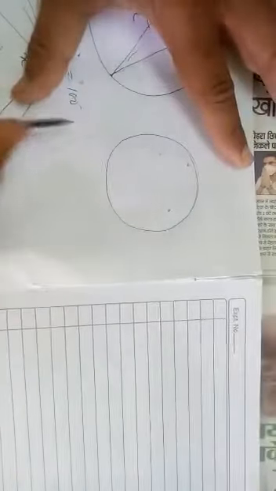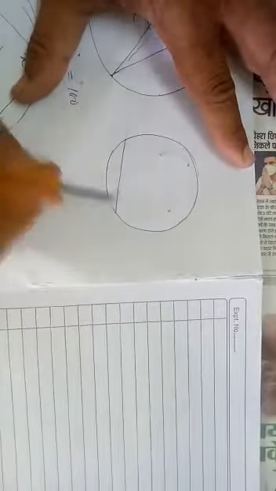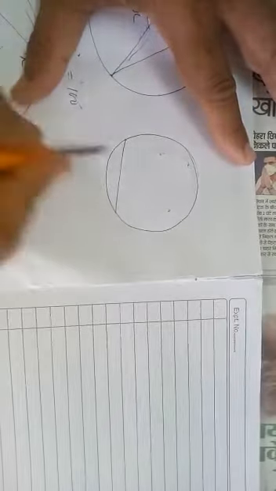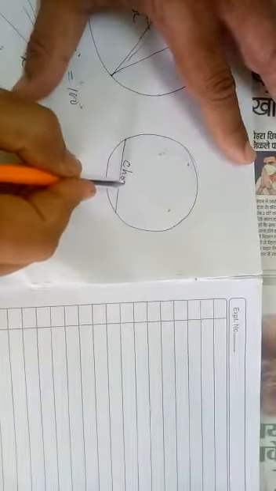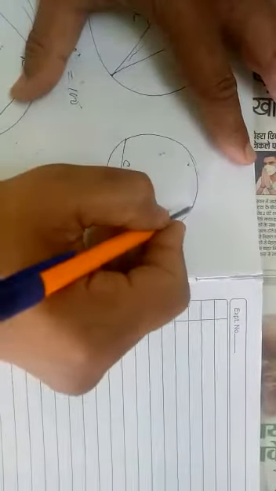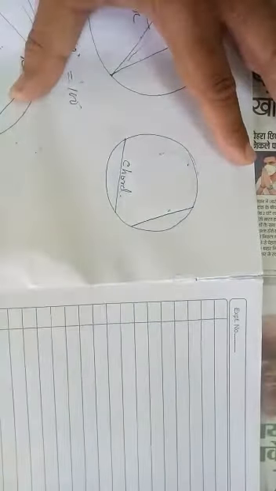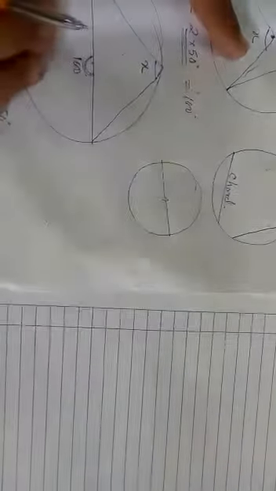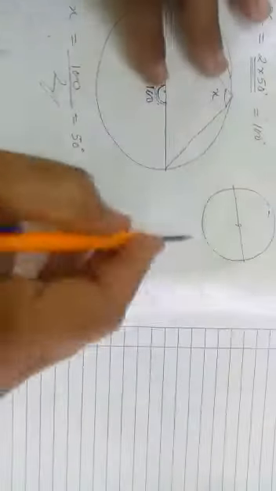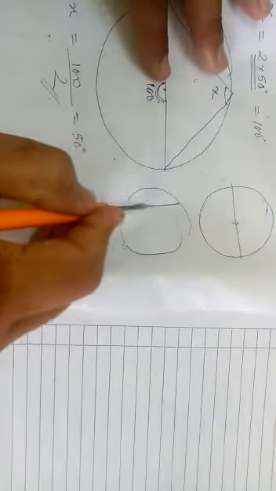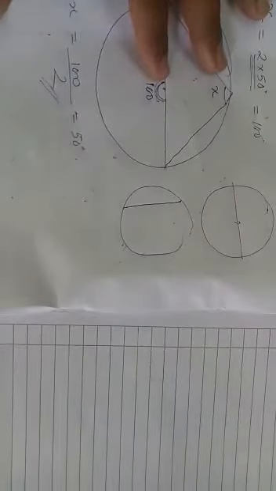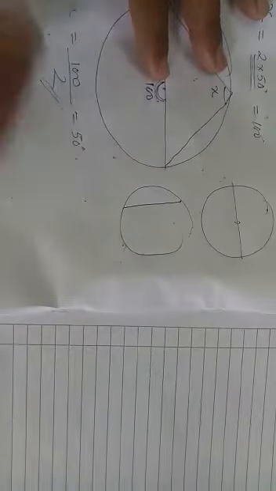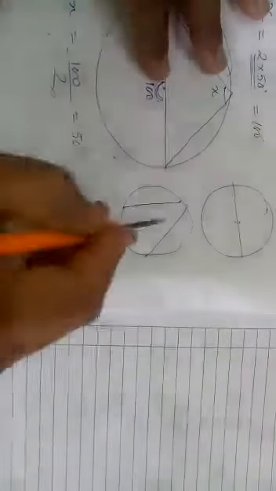If a line touches the circumference of a circle at two points, this is called a chord. C-H-O-R-D, chord. It may be any form. In class 6 we have learned diameter is the longest chord. In a circle, from two sides of the circumference, if a line touches, it is called a chord.